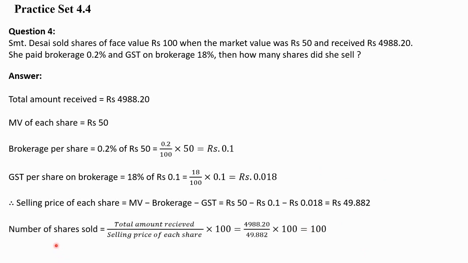To find the number of shares, we need to find the total amount received divided by the selling price of each share, into 100. The total amount received is rupees 4,988.20. Mentioned in the question, the selling price of each share we just found out is rupees 49.882. If you divide them and multiply by 100, we get 100. So the number of shares sold is 100. Thus, the number of shares sold by Srimati Desai are 100.